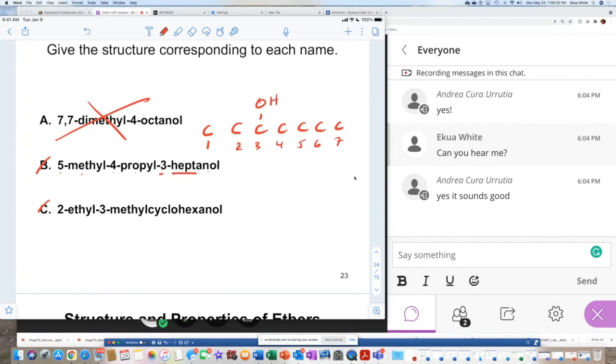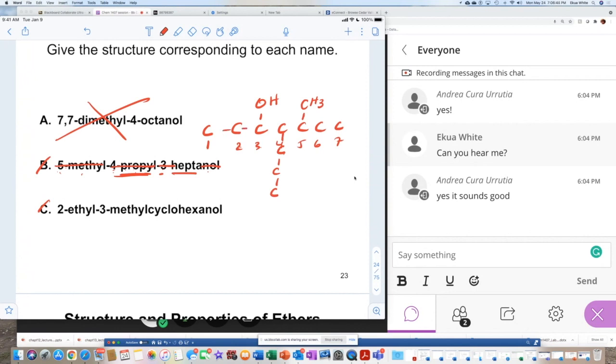So I've done the hepta, 7 carbons, all on carbon 3. That part is done. Then on carbon 4, I have my propyl. Propyl has how many? 3 carbons. So on carbon 4, I'm going to attach here 1, 2, 3. Okay? And then let's see. On carbon 5, I have a methyl group. On carbon 5, I have a CH3 methyl.